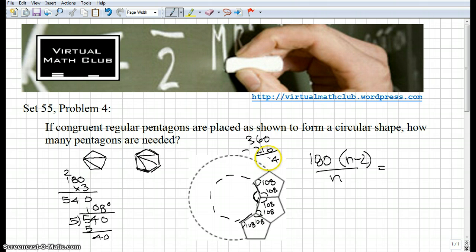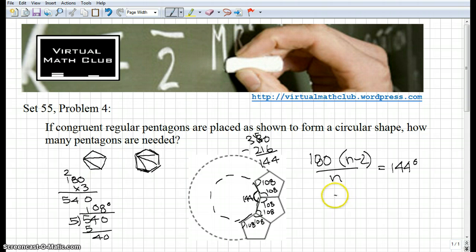So what does that give us? This becomes a 5. So we have 144, this angle here on the interior of this polygon we're creating in the middle. So the interior angle of that interior polygon is 144 degrees. So really all we have to do is solve this equation and figure out what n is, and that'll tell us how many pentagons we have to place around this circle to complete the circle.